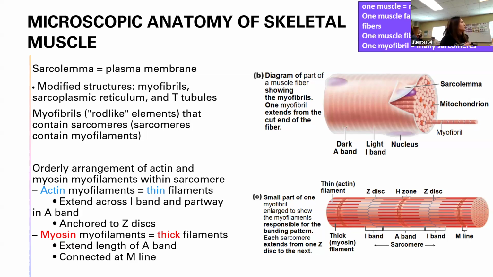But yes, so some basic things to know: the sarcolemma, which is this little peel back thing right here. It's what is surrounding the myofibrils. That is the plasma membrane, or it acts like the plasma membrane of the muscle fiber. And then it has modified structures, the myofibrils, the sarcoplasmic reticulum, and the T-tubules. Myofibrils are these rod-like elements that contain sarcomeres, and then within the sarcomeres are myofilaments.